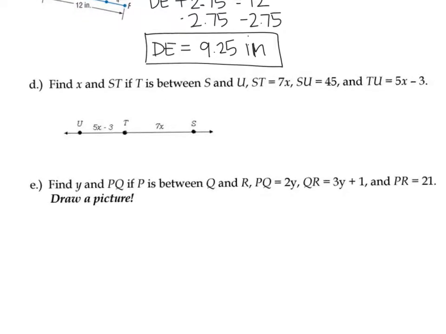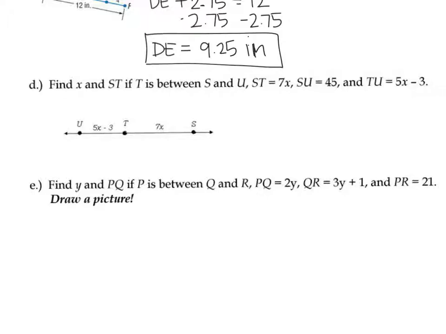So our next example says, find x and ST if T is between S and U, ST equals 7x, SU equals 45, and TU equals 5x minus 3. Anytime you're given a problem with this much information, it's always a good idea to draw a picture, which we already have for us. And part of it is already labeled.